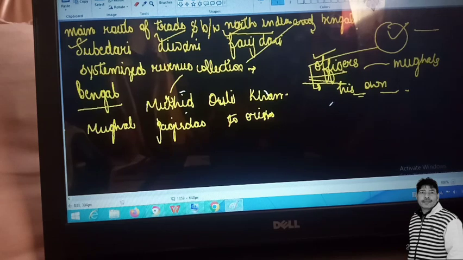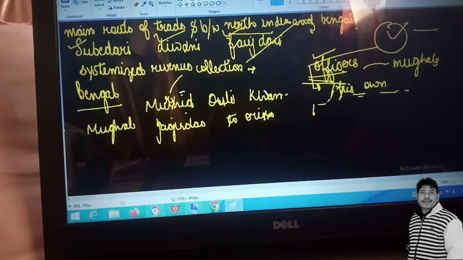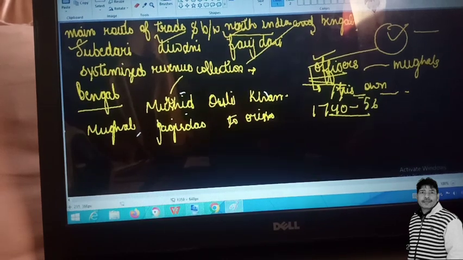Many zamindars had to borrow money from bankers. The close connection between the state and bankers developed under the rule of Alivardi Khan, 1740 to 1756. During his reign, the banking house of Jagat Seth became wealthy.